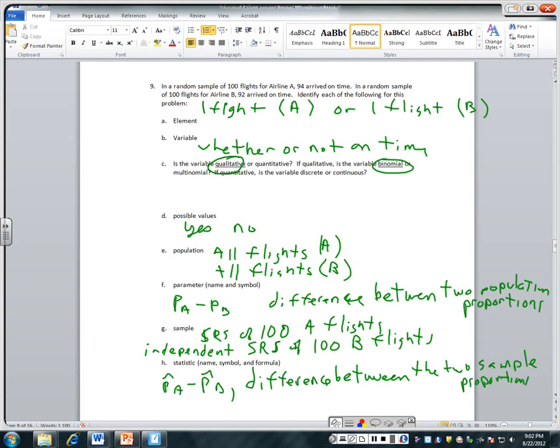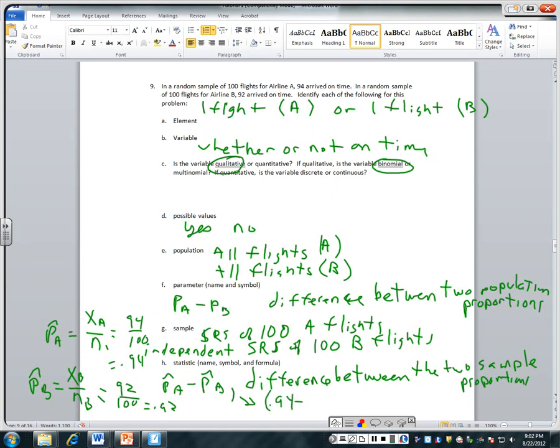And so to get that for P hat A, we had the number of yeses in group A over the sample size in group A, or 94 out of 100, which was, of course, 0.94. And for P hat B, we had the number of yeses in group B divided by the sample size of group B, and that was 92 out of 100, or 0.92. So P hat A minus P hat B is 0.94 minus 0.92, so 0.02 is the value for the statistic in this case, the difference between the two sample proportions.